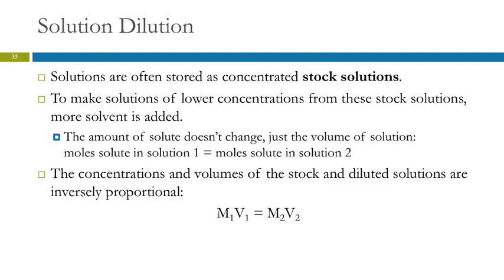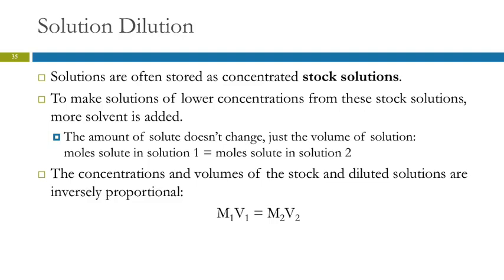This is similar to buying concentrated frozen orange juice at the grocery store. Instead of a big gallon of frozen orange juice, it's a small can. And when you need to use it, you put the concentrate into a pitcher and you add water. That's diluting the concentrated solution. And that's what we do in chemistry as well.